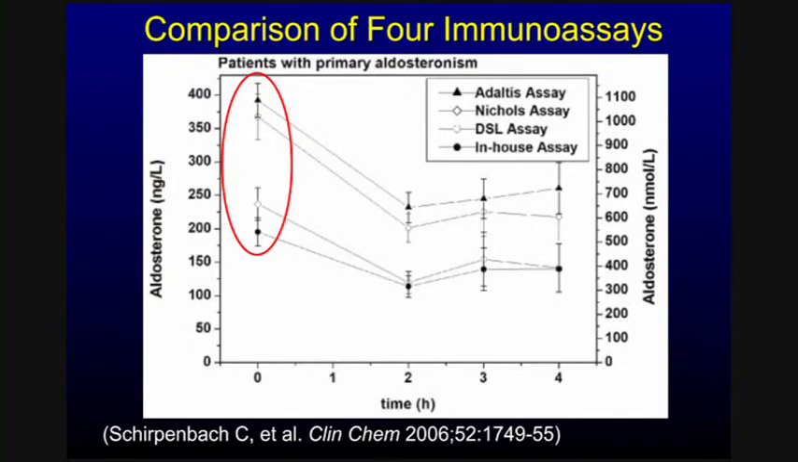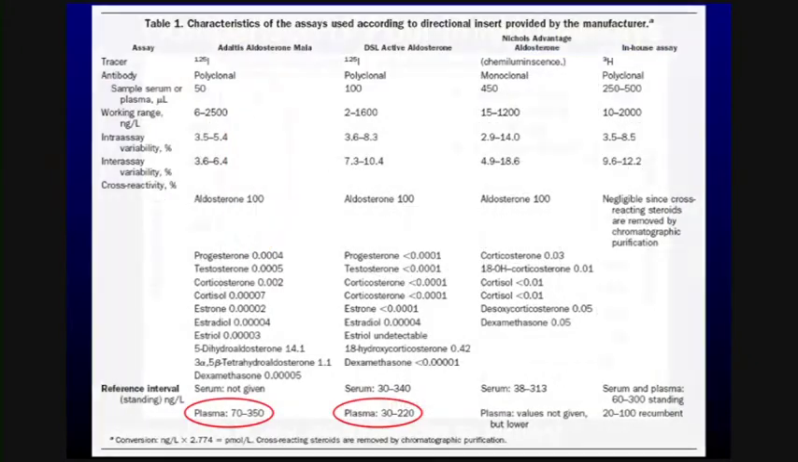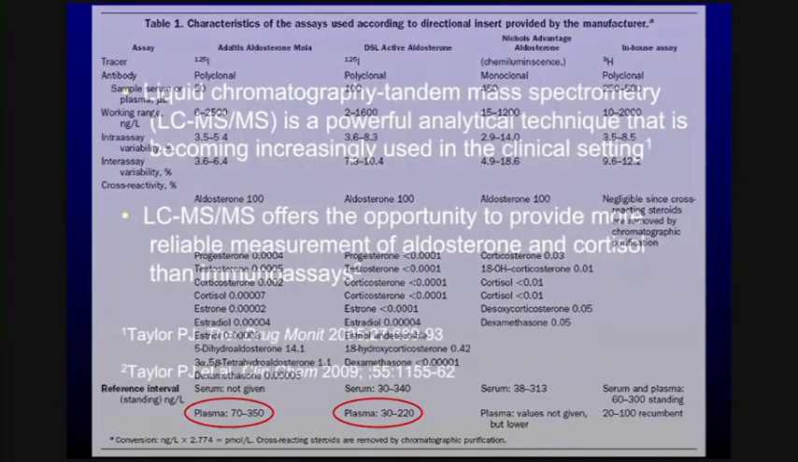This is a comparison that was made by Scherpenbach's group some years ago now of 4 different immunoassays measuring samples from the same people. And you can see the marked differences in values in nanograms per litre amongst the different assays that were used. Furthermore, we end up with different reference ranges for patients depending on which assay is being used.